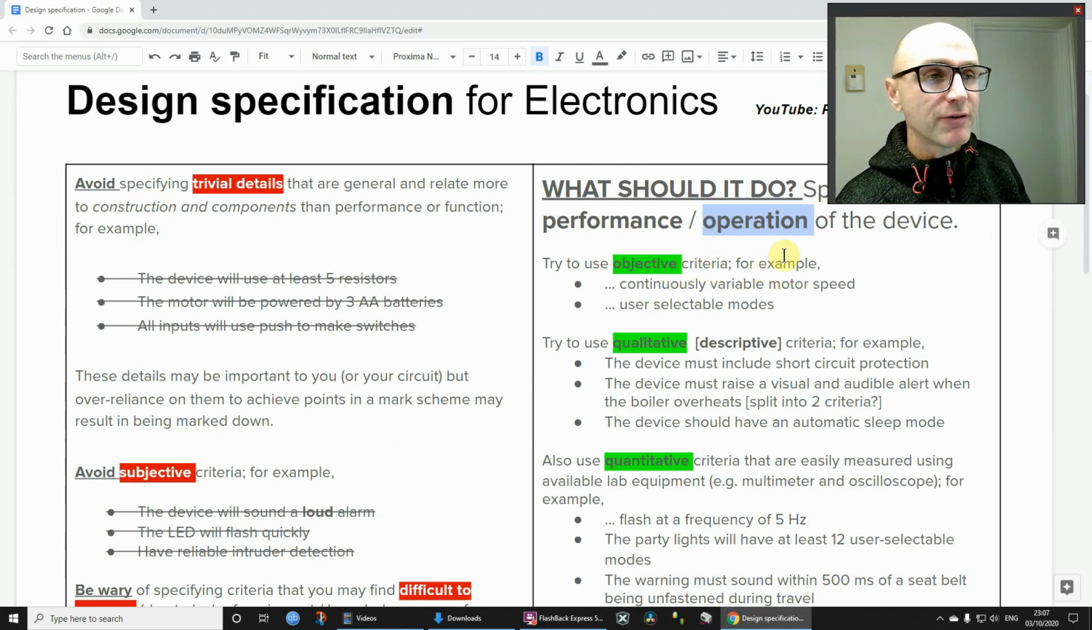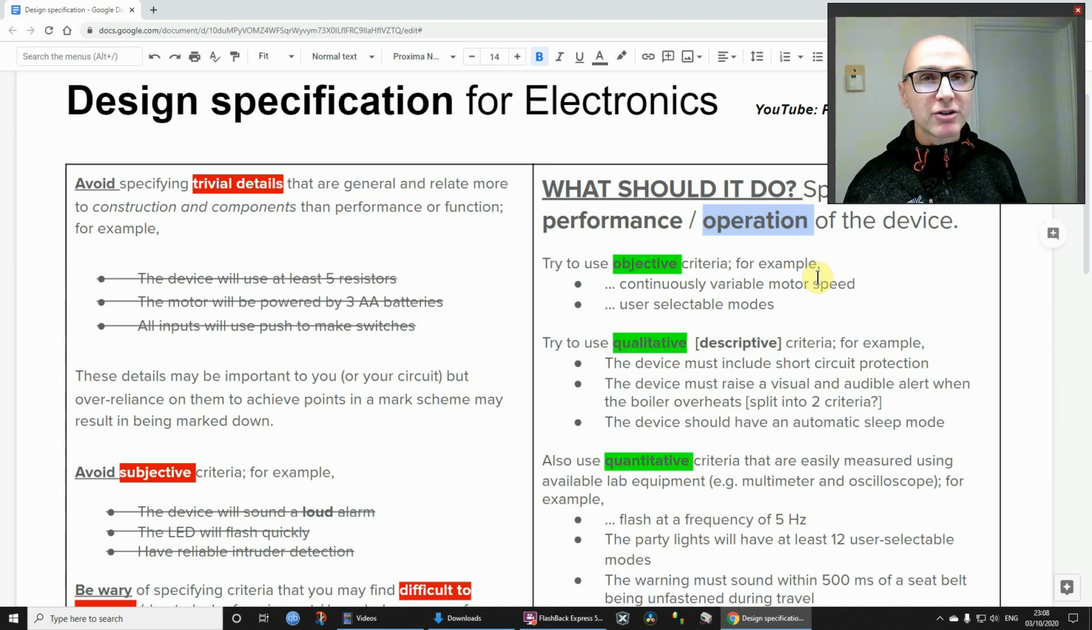So for example, if you've got a motor, like a fan or a food mixer or whatever it happens to be, and you say that the motor speed is continuously variable. So for example, it's variable from being stationary up to a range of speeds, and speeds in between there, that will be continuously variable.